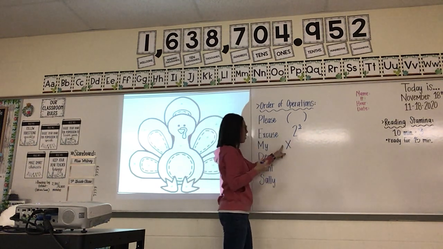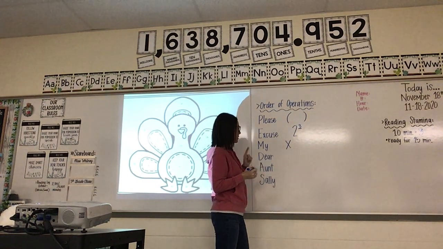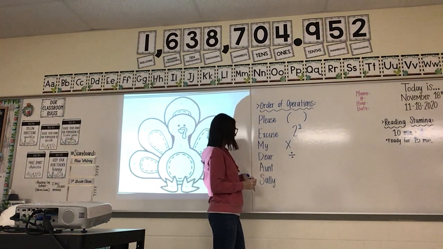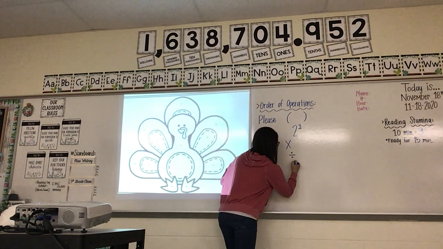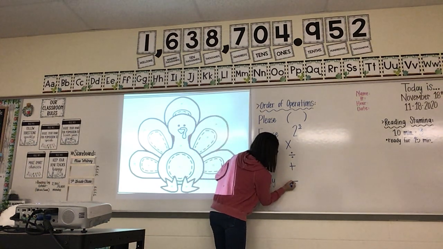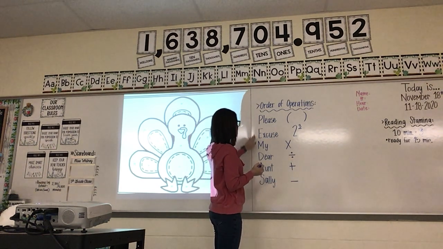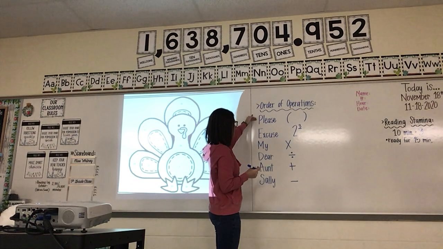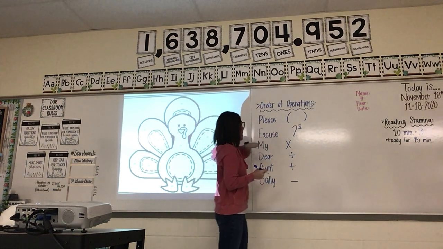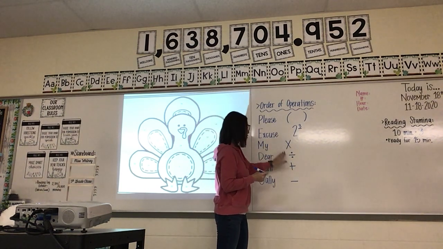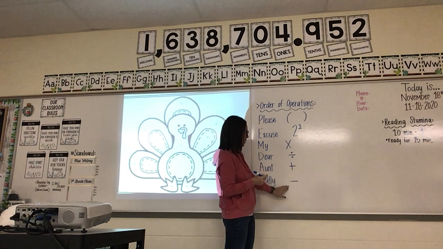M stands for multiply. So if there is any multiplication, I'm going to do that next. D stands for divide. So I will divide next if the problem has any division. A stands for addition. And S stands for subtraction. So please excuse my dear Aunt Sally tells me what order I need to do things in. I know please comes first, so I have to do any parentheses first. Then I would have to do any exponents. Then I would have to do multiplication or division, and then addition or subtraction.